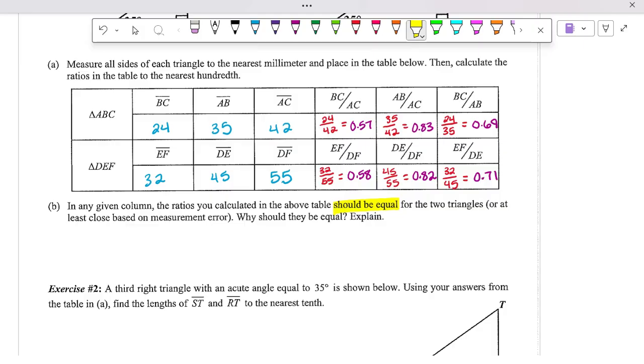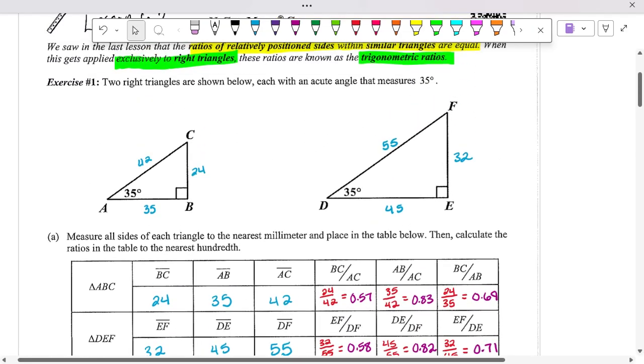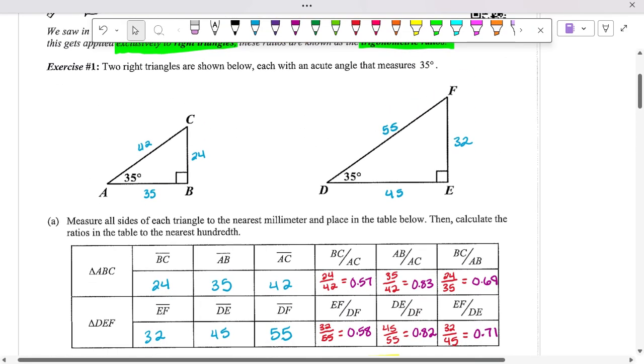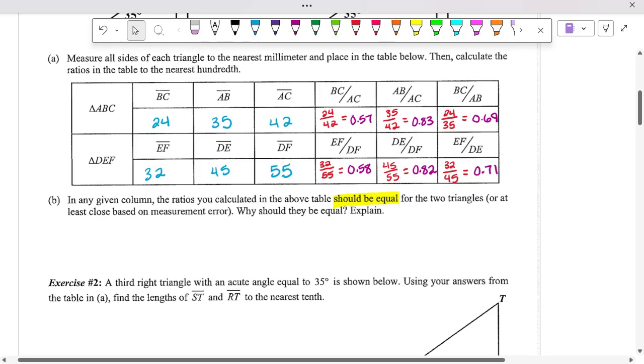So what do you guys think? Should they be equal? Yeah, why? Because they're coming from what? What do we do all day on Monday? Similar triangles. So they're coming from similar triangles, which we know that these two triangles are similar based off of what postulate? Angle, angle. All right.